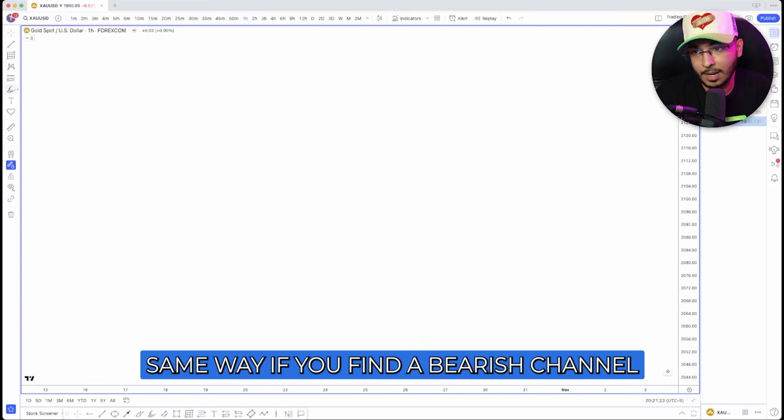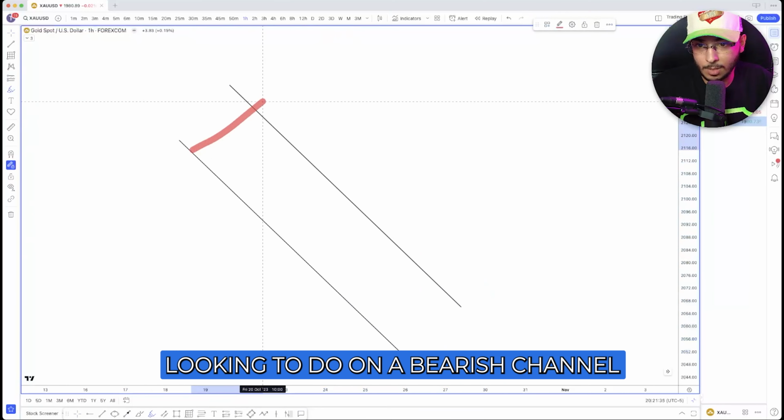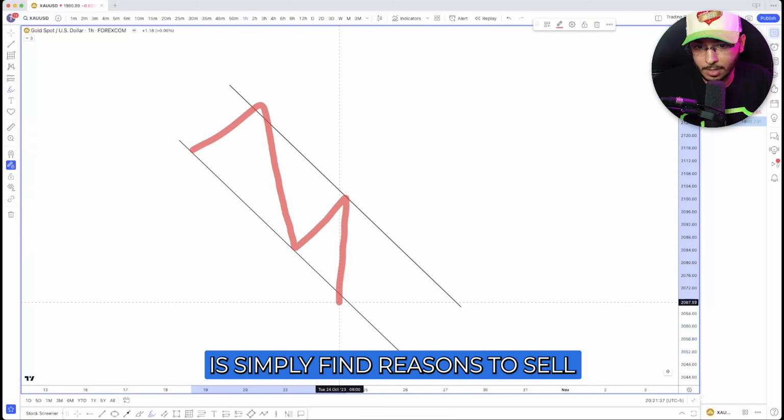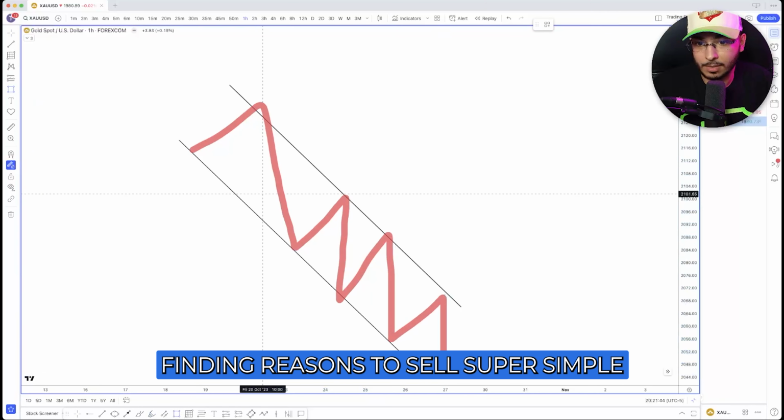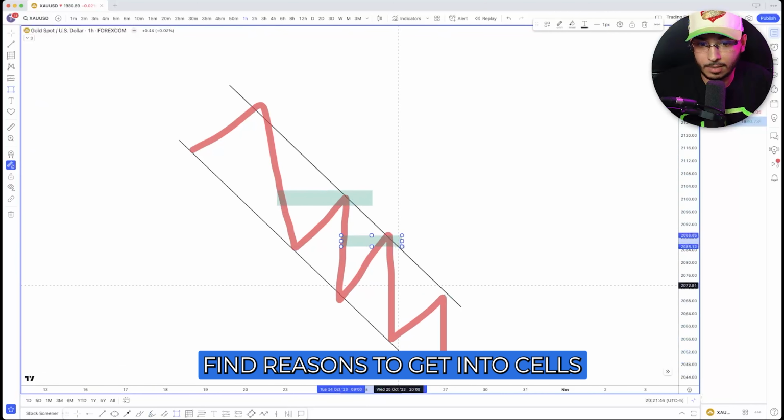Same way, if you find a bearish channel, the only thing I would be looking to do in a bearish channel is simply find reasons to sell. Finding reasons to sell, super simple. Just find reasons to get into sells.